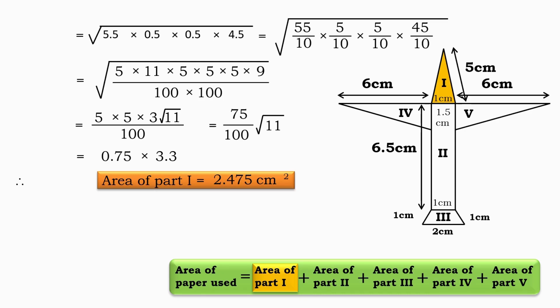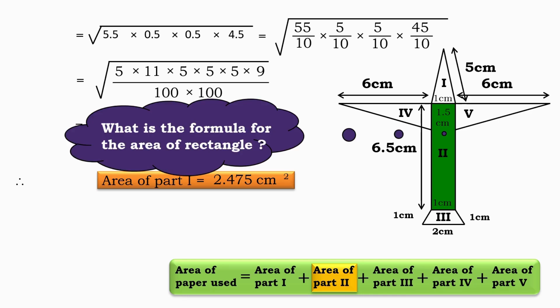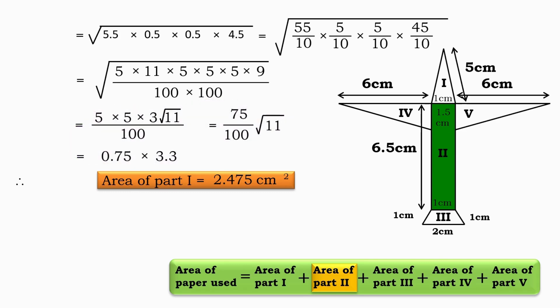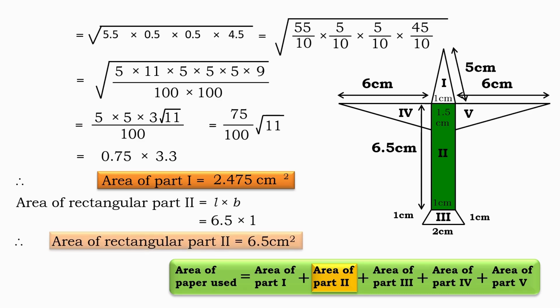That is the area of part 1. Now we need to find the area of part 2. Part 2 is basically a rectangular area. The rectangular area formula means length into breadth. So here length is 6.5 and breadth is 1. So the rectangular area will be 6.5 centimeter square.